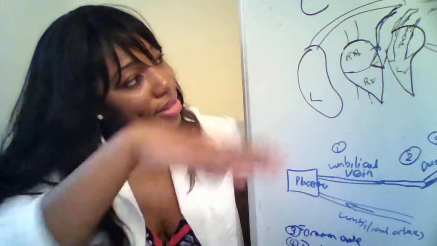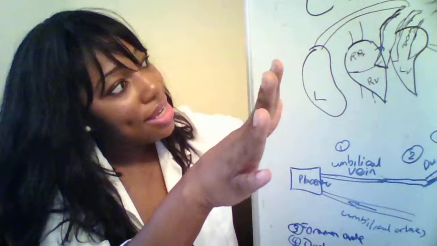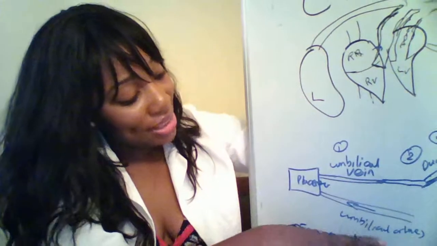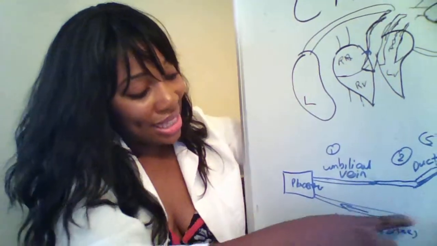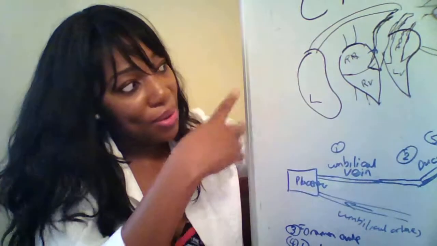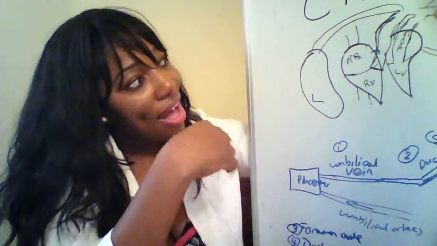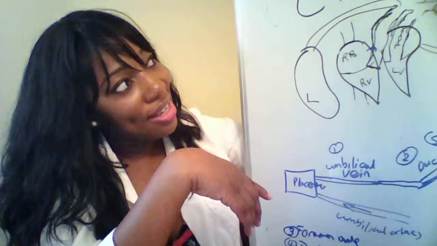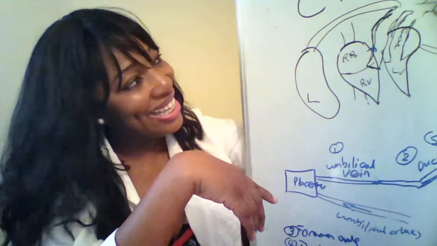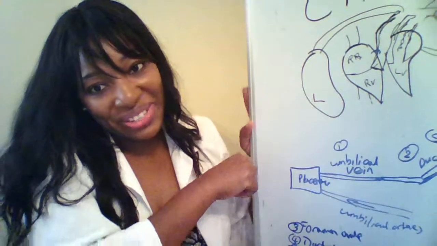And then the fifth adaptation that fetuses have is something called umbilical arteries. They have 2 of them that will take the deoxygenated blood back to the placenta. And then the whole cycle repeats itself constantly throughout the 9 months, or 40 weeks, or while the baby is in utero.